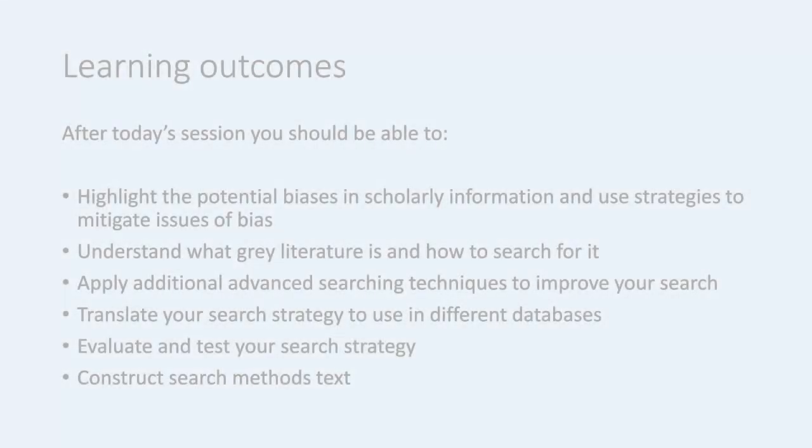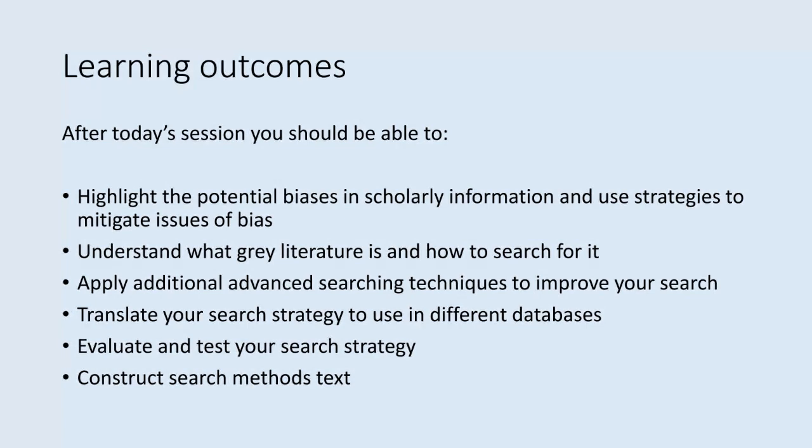So the learning outcomes of the session today are, first of all, to highlight the potential biases in scholarly information and use strategies to mitigate issues of bias, to understand what grey literature is and how to search for it, to apply additional advanced searching techniques to improve your search, to translate your search strategy to use in different databases, to evaluate and test your search strategy, and construct the search methods text.